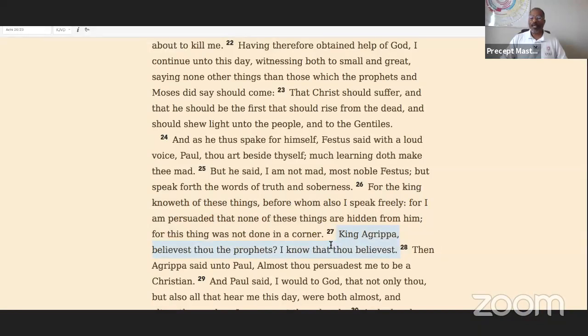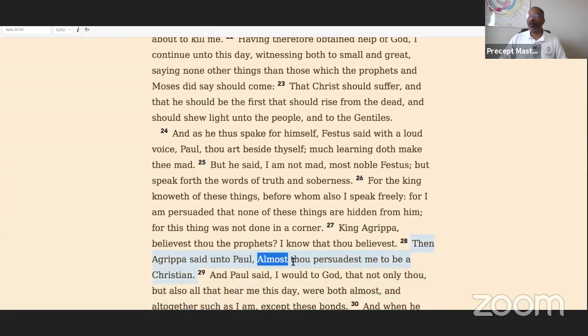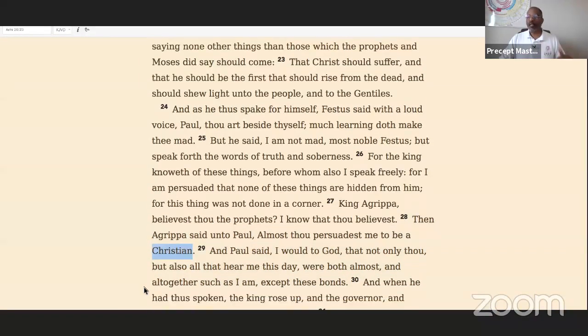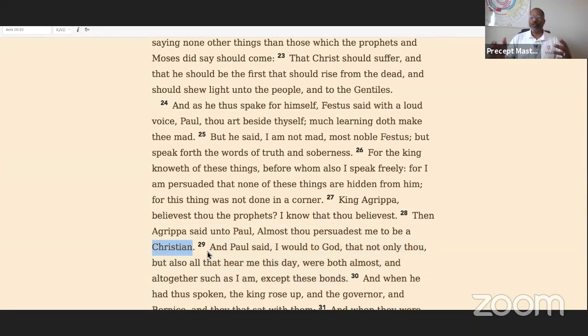Now, King Agrippa did believe what was going on, but he couldn't let everybody know, which we're going to find out. It says, "King Agrippa, believest thou the prophets?" Now you're checking King Agrippa. You believe the prophets? "I know that thou believest." Then King Agrippa said unto Paul, "Almost thou persuadest me to be a Christian." He's telling you straight out what he's about. But it gets on more. And then you also have to see what King Agrippa and them were.